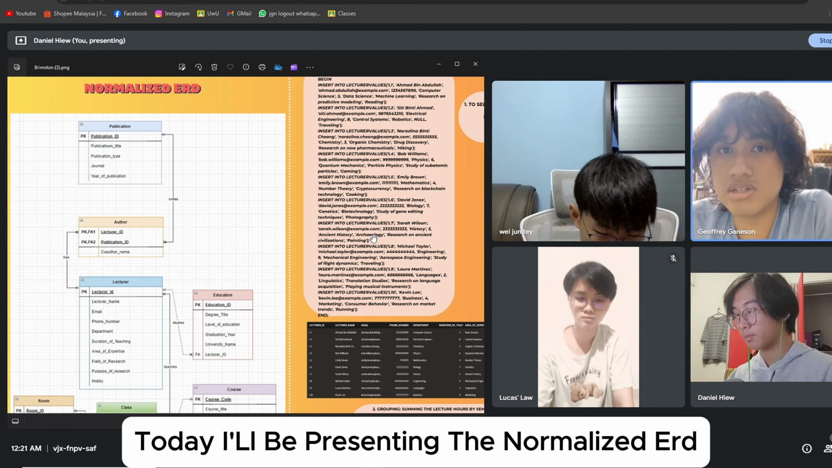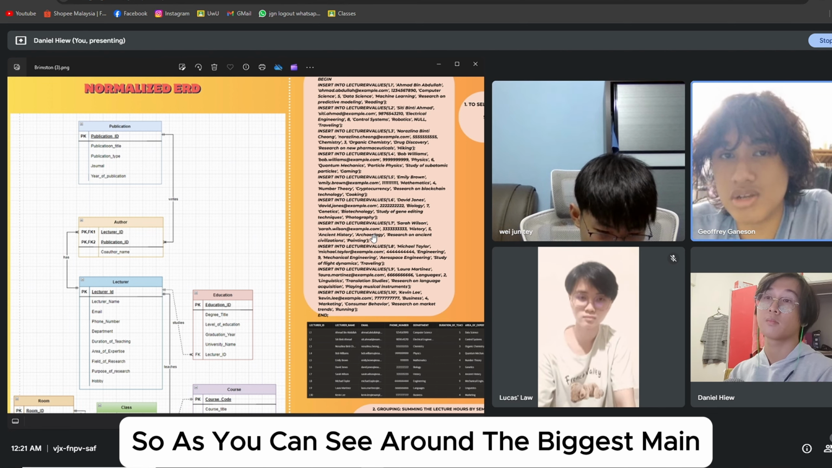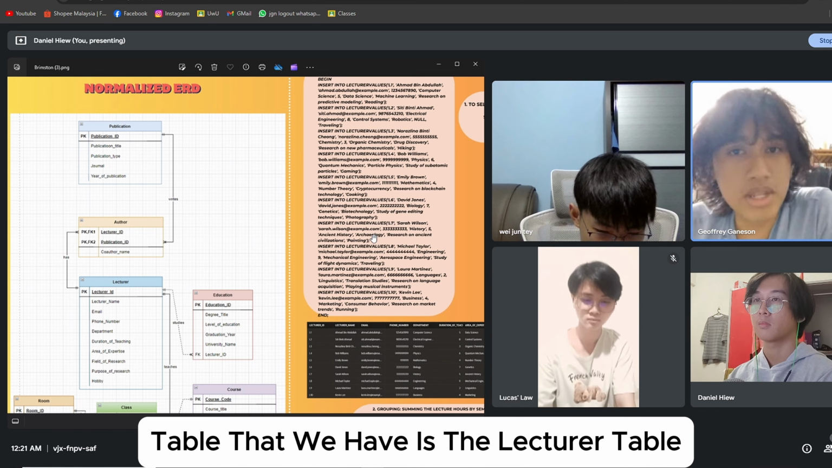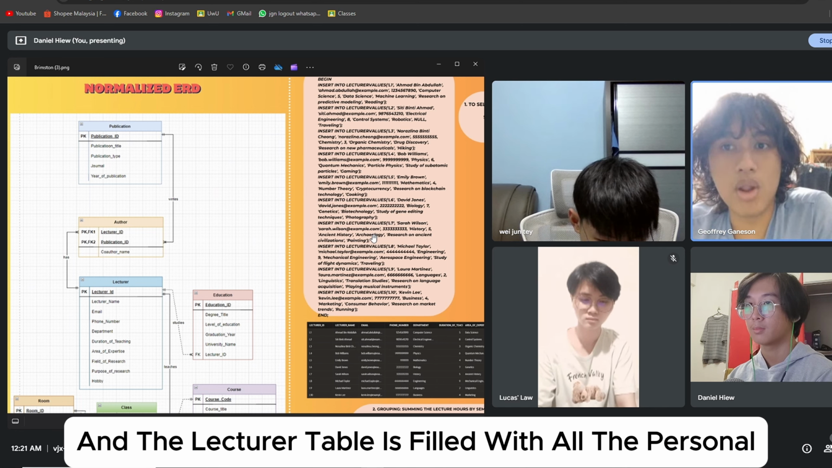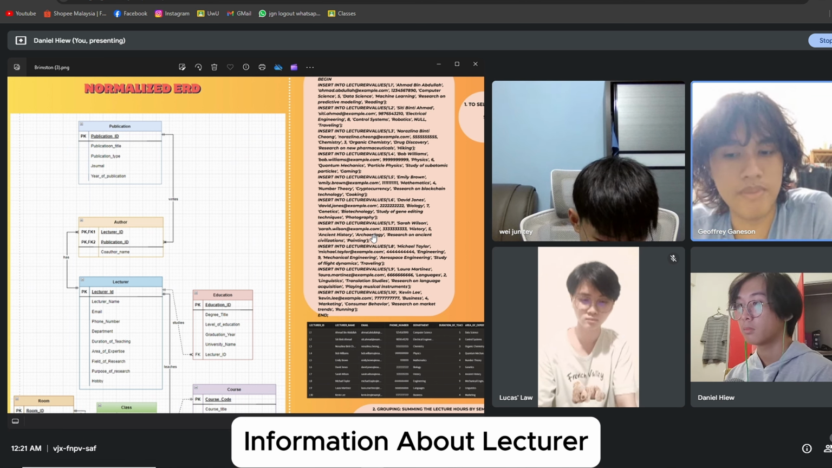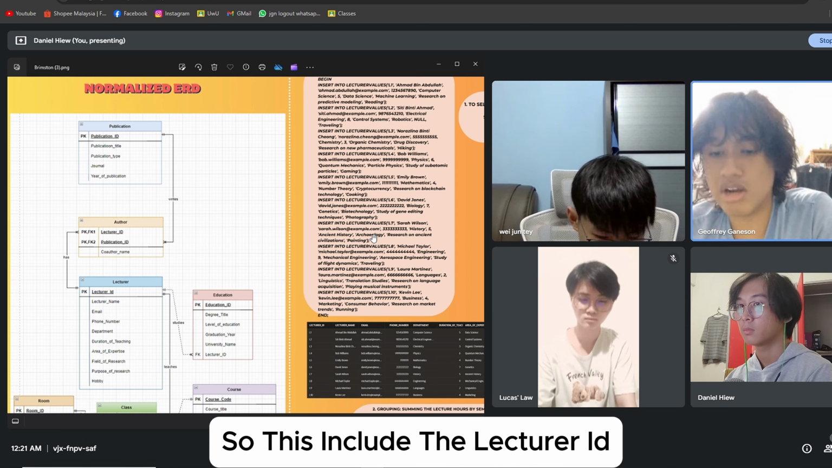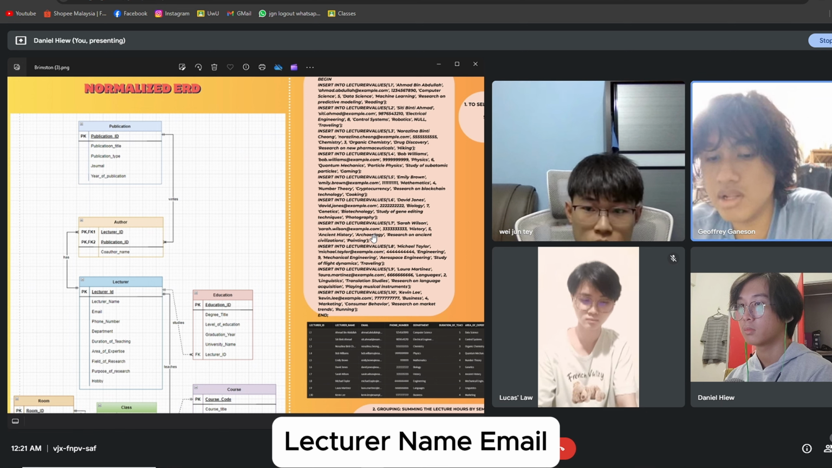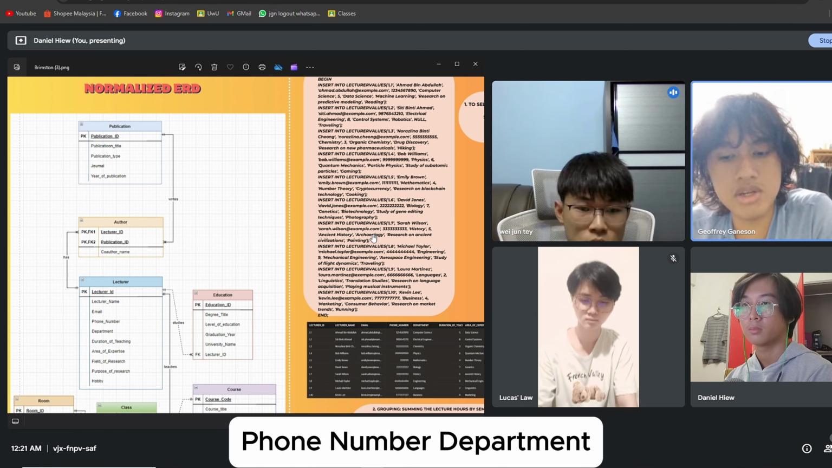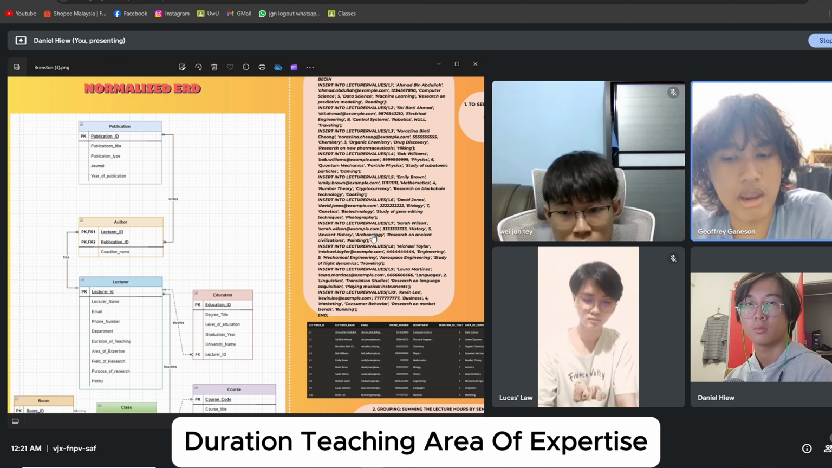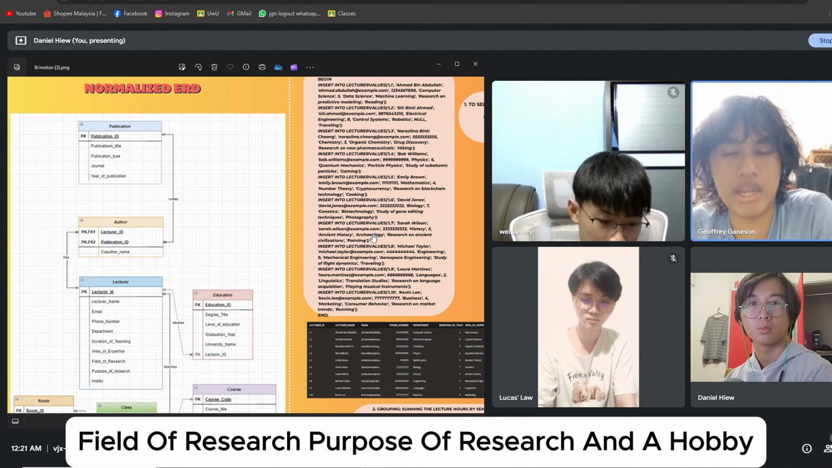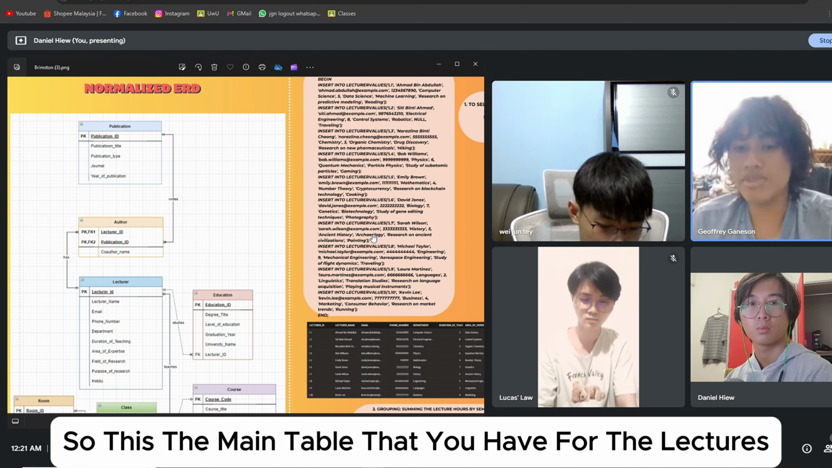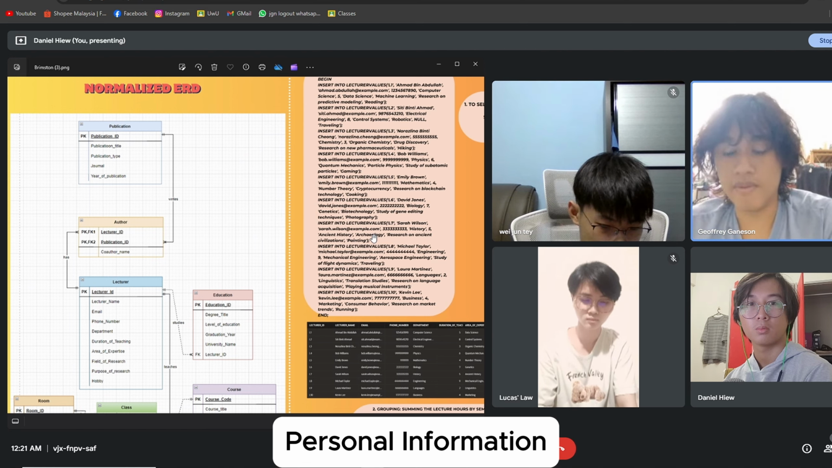Today I'll be presenting the normalized ERD. As you can see, one of the biggest main tables that we have is the lecturer table. The lecturer table is filled with all the personal information about the lecturer. So this includes the lecturer ID, lecturer name, email, phone number, department, duration of teaching, area of expertise, field of research, purpose of research, and their hobby. So this is the main table that we have for the lecturers' personal information.